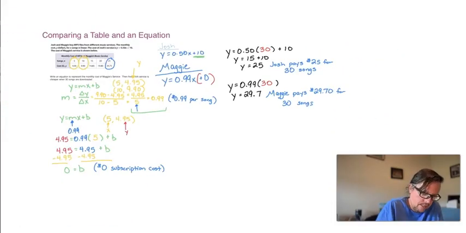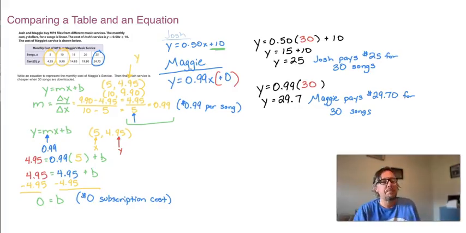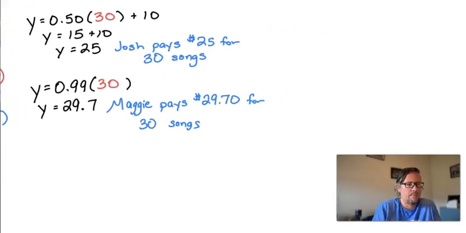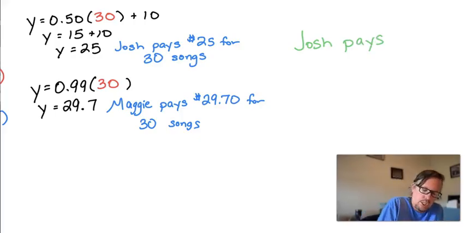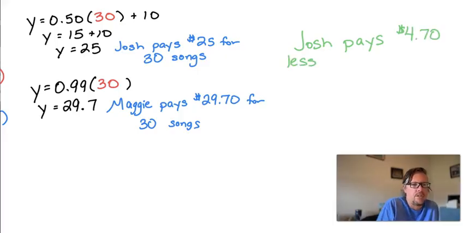Now the problem asked us which service is cheaper when 30 songs are purchased. We have not directly answered the question. We have proven the answer to the question, but let's go ahead and just explicitly say it. We showed Josh pays less, but let's just go ahead and actually write out the answer, which is Josh pays, and you know what, let's not even say less. Let's say how much less. Josh pays $4.70 less. Let's give a really great answer. Josh pays $4.70 less for 30 songs.